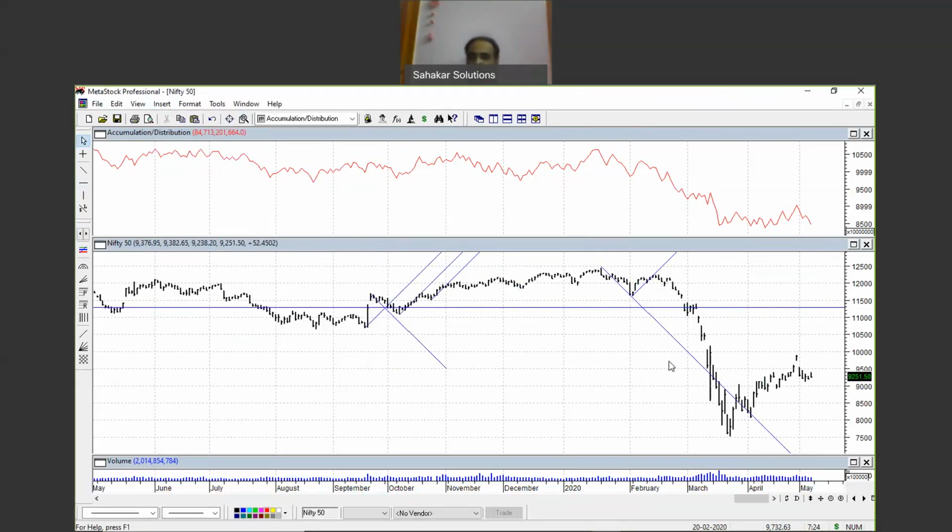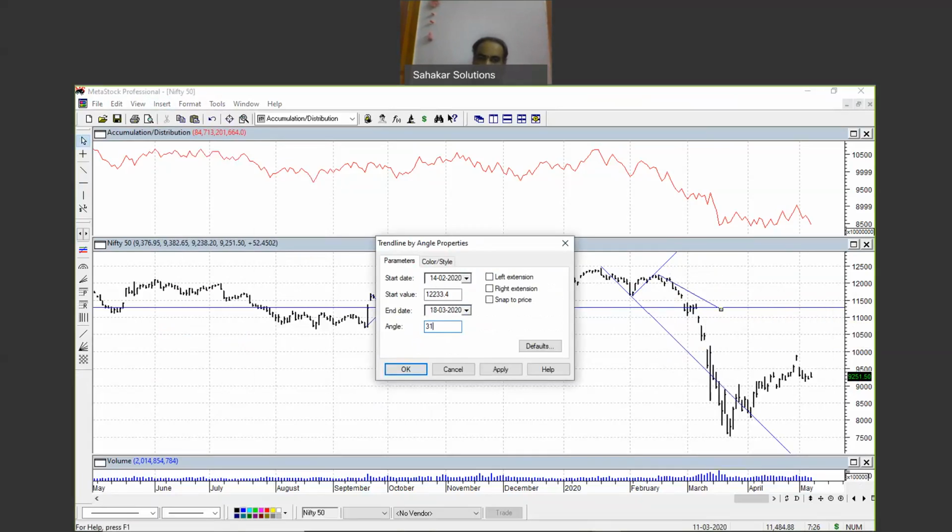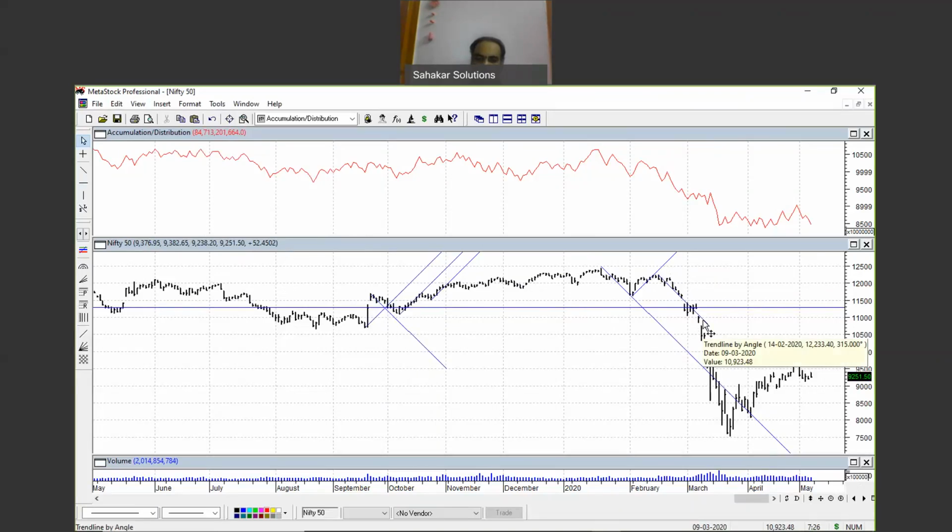Okay. Now we will have one more trend line by angle from the top here, and we extend it to the right.